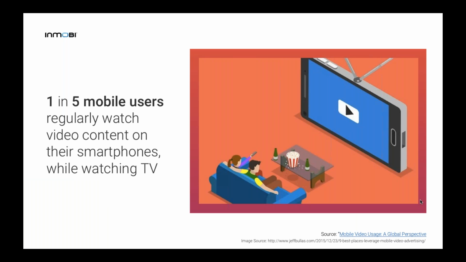And now we're going to jump into video. So 1 in 5 users are watching TV, but they're also actually watching TV on their smartphones at the same time. So wanting to capture users while they're lounging around at home, even if they have the television on, they're likely still consuming content on their phone.